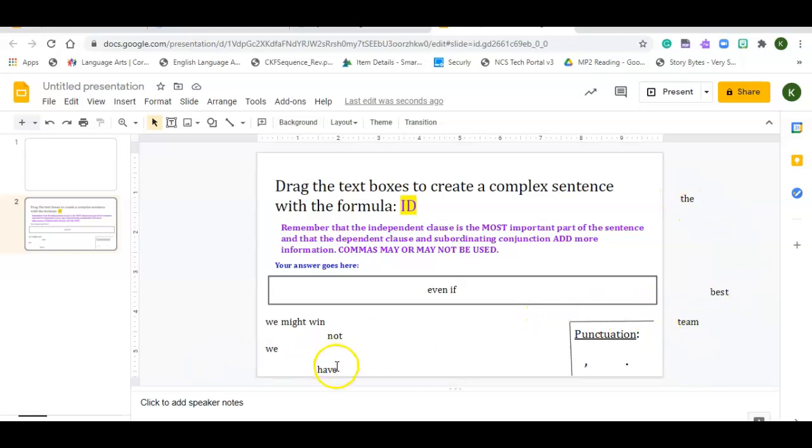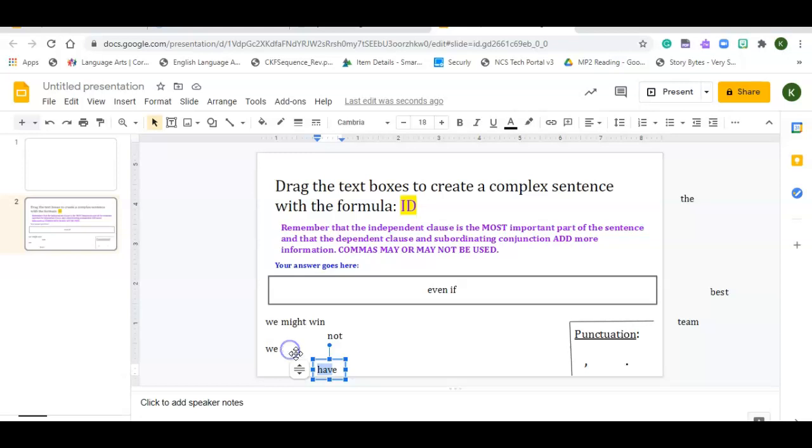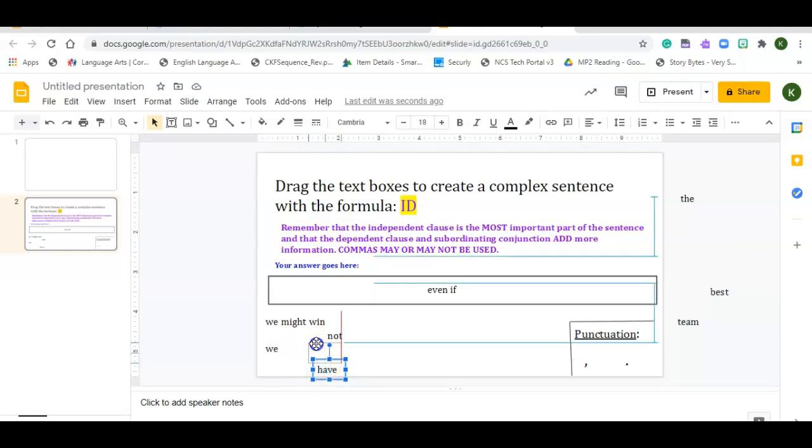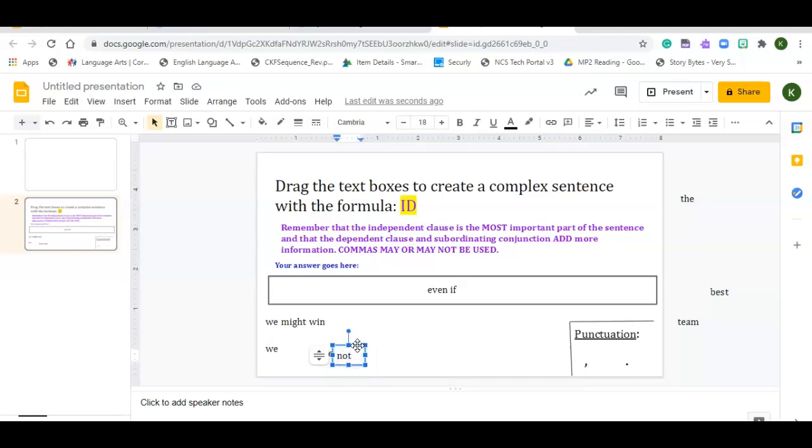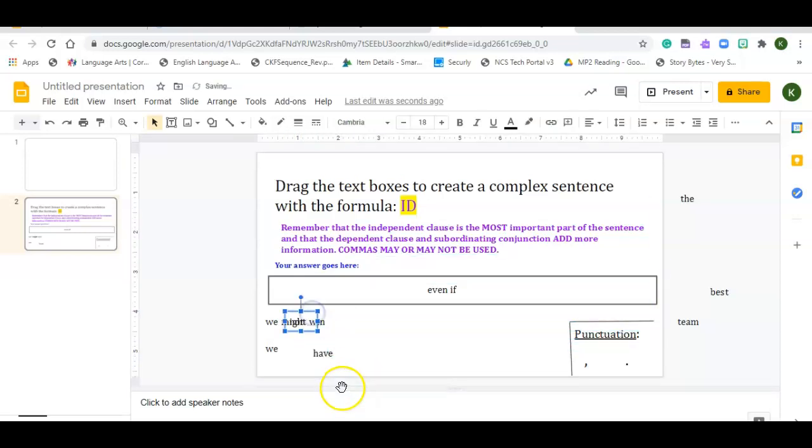Whatever words I put here, okay, so we might win even if we not have. Let's say I put that. Even if we not have. Can't do that. Doesn't make sense. So even if we have not, then I'm looking over here and I'm noticing, well, nothing even goes with that at all. So then this word not needs to move back up to my first sentence, right? And then we not might win, that doesn't make any sense. So how about we might not win?